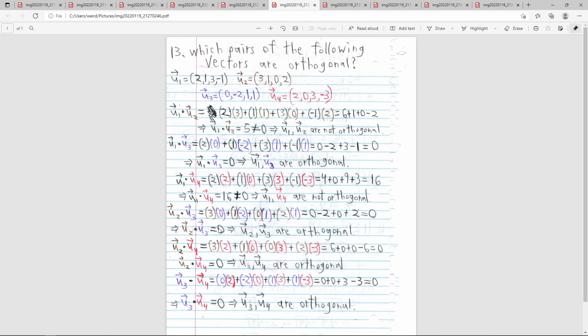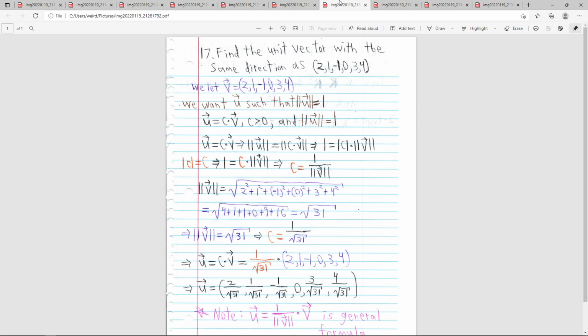As you can see, if the dot product is equal to 0, they're orthogonal. Anything else, if it's not equal to 0, then they're not orthogonal. But all the math is shown here so you can see how it works. Just good practice with the dot product there.